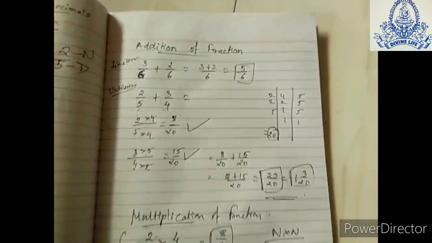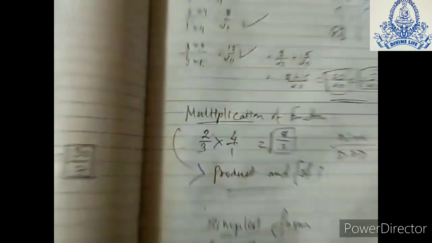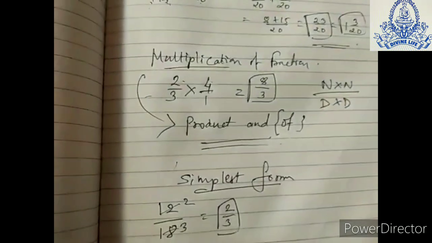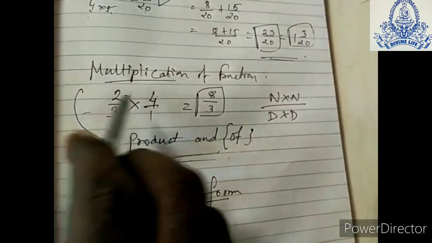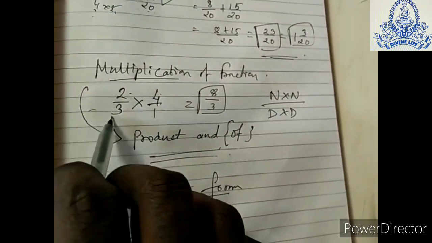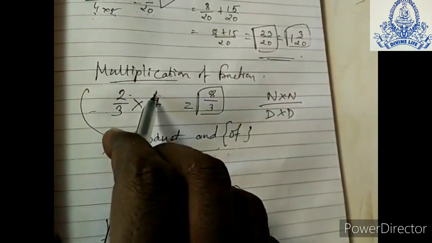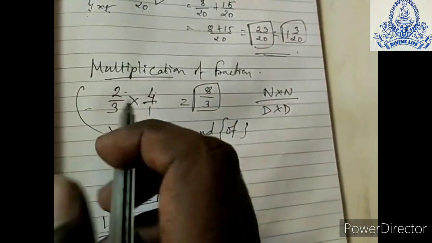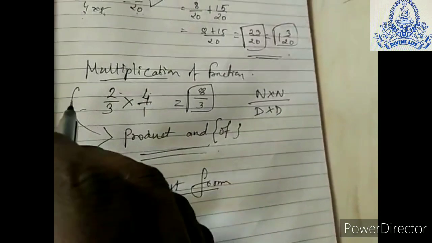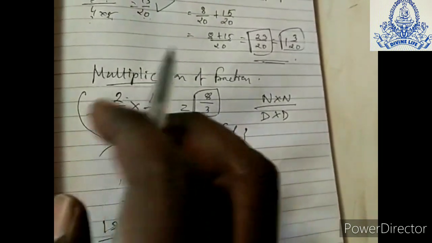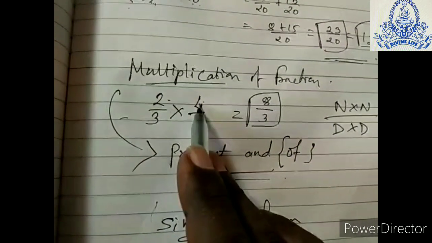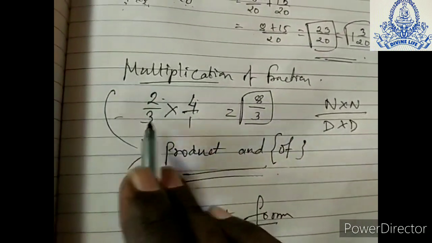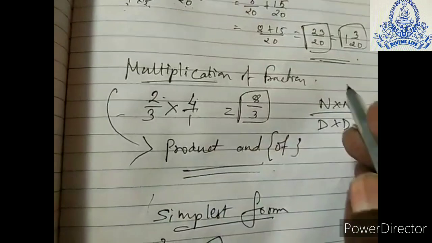Now next is multiplication of fractions. That is important. Multiplication of a fraction, how can we do it? Suppose we take two fractions, 2 upon 3 multiplied by 4 upon 1, or 4 only, you can say, any number we can take. Here always remember, in a multiplication of fractions, numerator and numerator will be multiplied and denominator will be multiplied, like this.